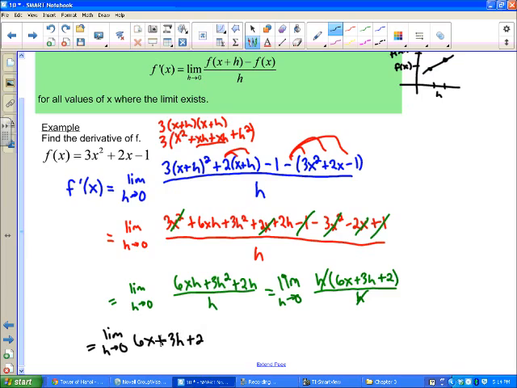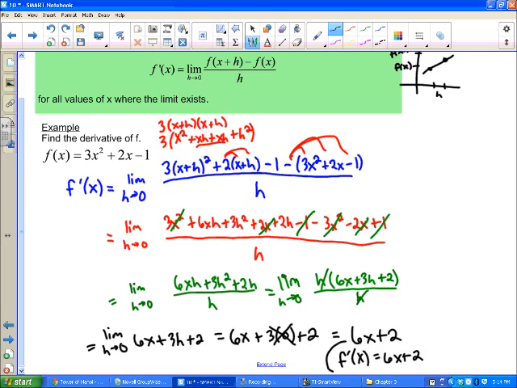And so what happens here is that we are plugging in a 0 where h is. So I'm not plugging in a 0 for x. I'm just plugging it in where h is. So this goes away. So this equals 6x plus 2. So here's what we're saying. We're saying f prime of x equals 6x plus 2.